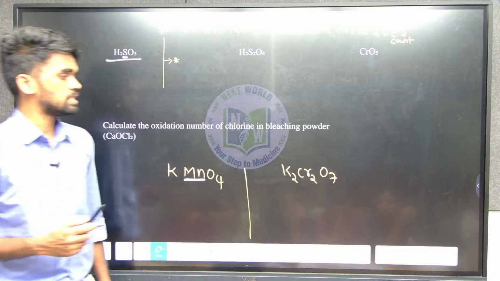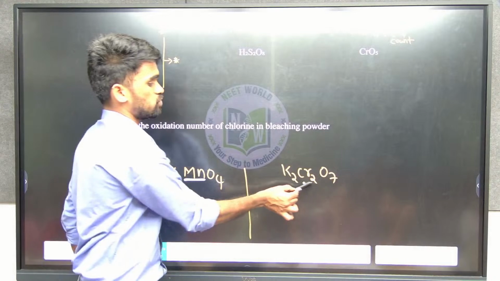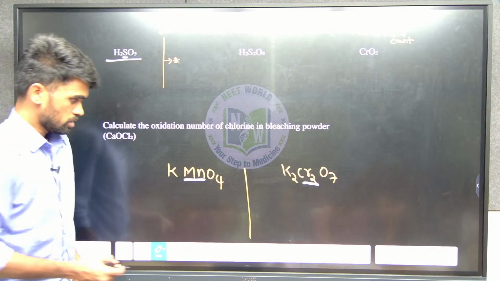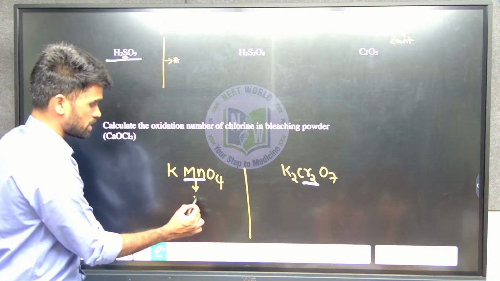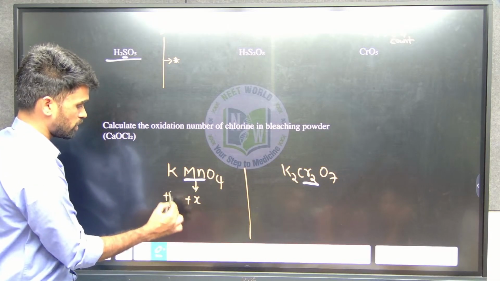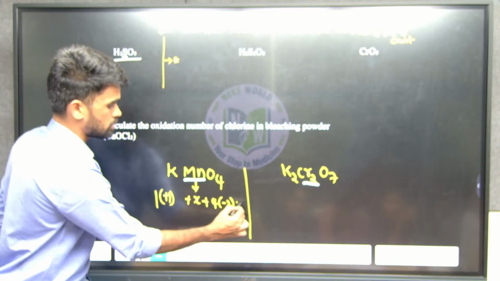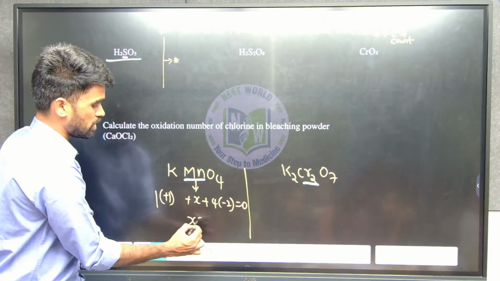Do it for here also, for chromium here. Fast. So here how to do? For manganese I am saying X. So here +1 for 1 potassium, and here 4 oxygens, each one -2, overall molecule is neutral, equals to 0. So X will be +7.